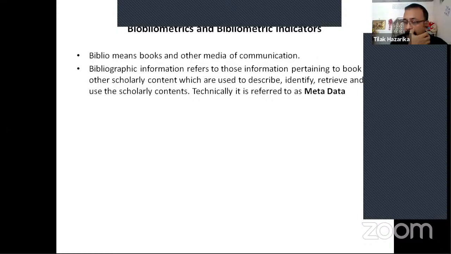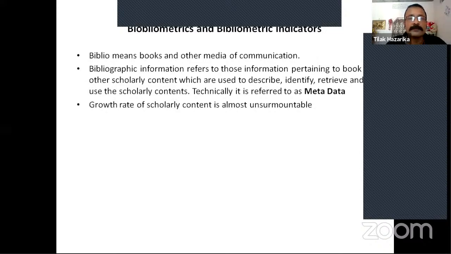so that I can get access to the most recent works in my research area, and that will help me to complete my research work and grasp the very context of the research that is being carried out in different parts of the country or different parts of the world. So we have to get access to the metadata. The growth rate of scholarly content is almost insurmountable. That is, we have to find out the most relevant works applying certain metrics.